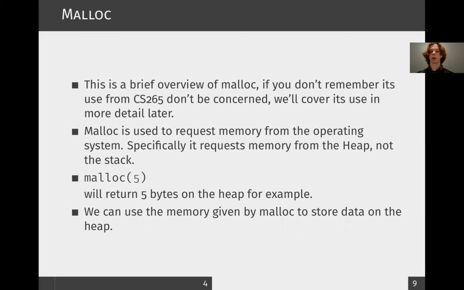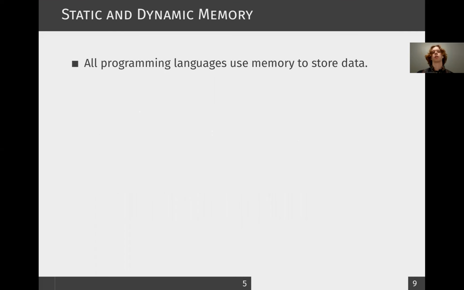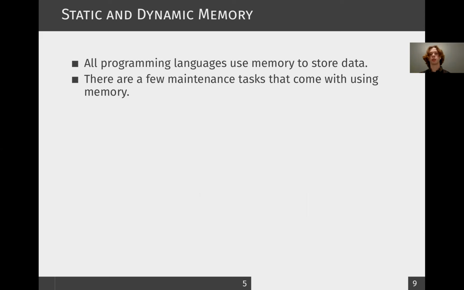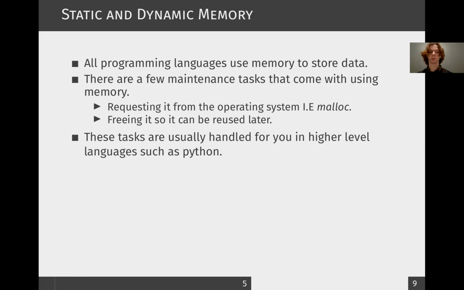We can use the memory given by malloc to store data on the heap, like we just did to store this integer. So talking more generally, because we're going to get into static and dynamic memory: all programming languages use memory to store data, obviously. There are a few maintenance tasks that come with using memory. You have to request it from the operating system, and we do this with the function malloc. And you have to free it so it can be reused later. We do this with the function free that we'll specify later. Free is just a way to specify that this memory is no longer needed, so it can be reused by my process or another one.